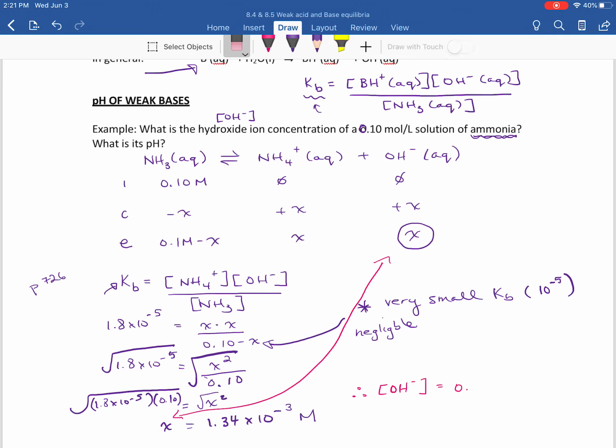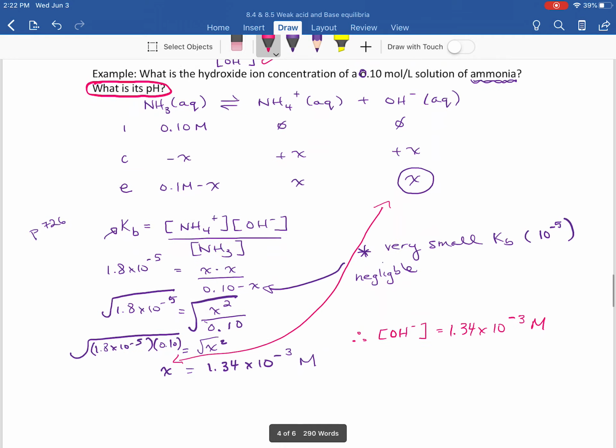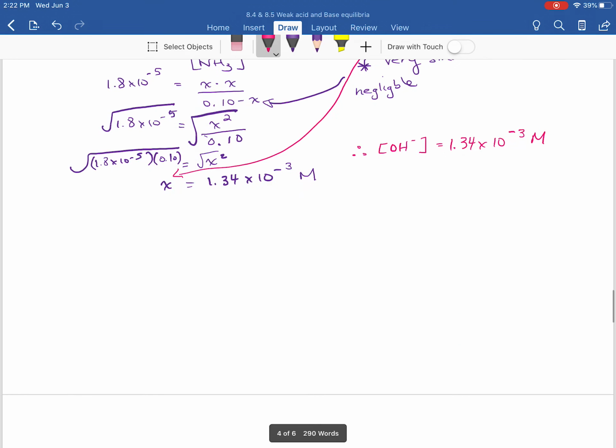1.34 times 10 to the negative 3 moles per liter. So we got that part of the question. But now we've got to figure out what the pH is. Now there's two ways to do that. You only need to show me one way, but there are two ways. So you only need to give me one, obviously, don't prove it twice.